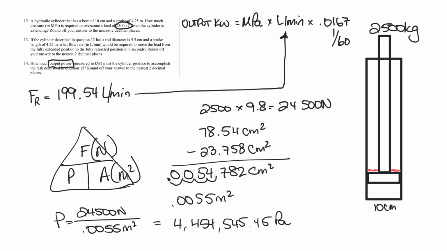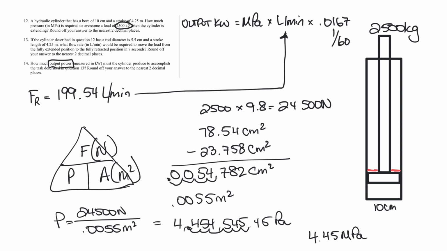So if we look up where our output formula was up here, we have to be in megapascals, so MPa. So remember, mega is 6 decimal places from Pascal. So we're going to do that. We're going to go 1, 2, 3, 4, 5, 6. So we actually have 4.45 MPa. All right, at this point, we have pretty much all we need to know. We have all the information we need to make this work out.